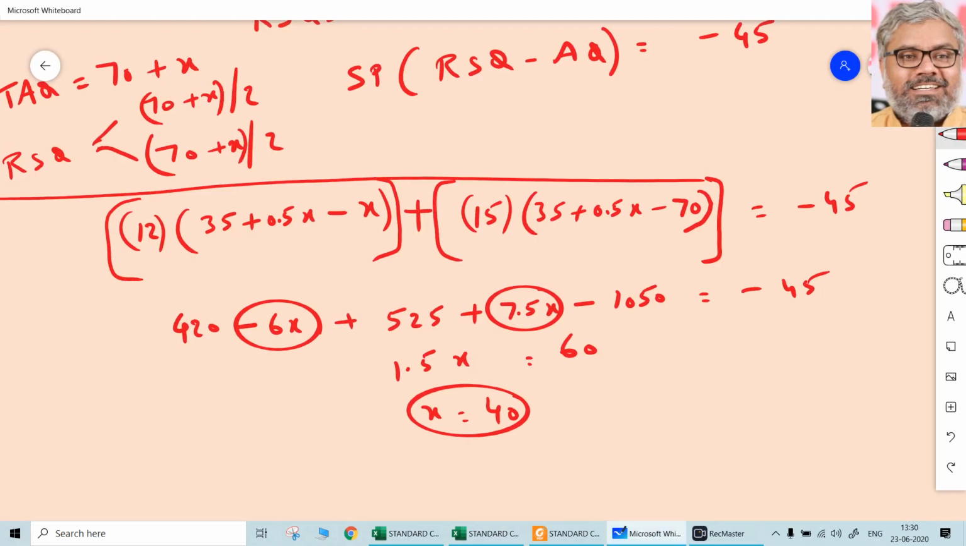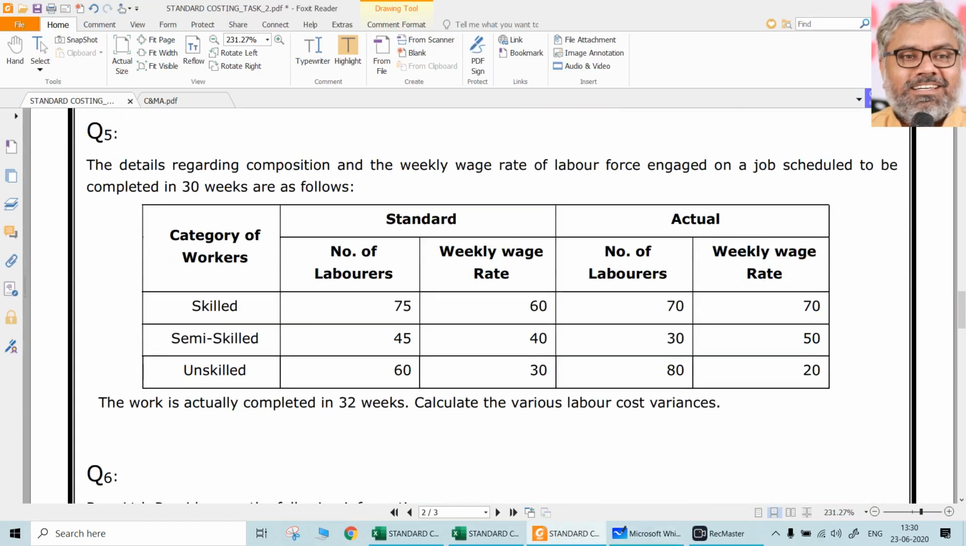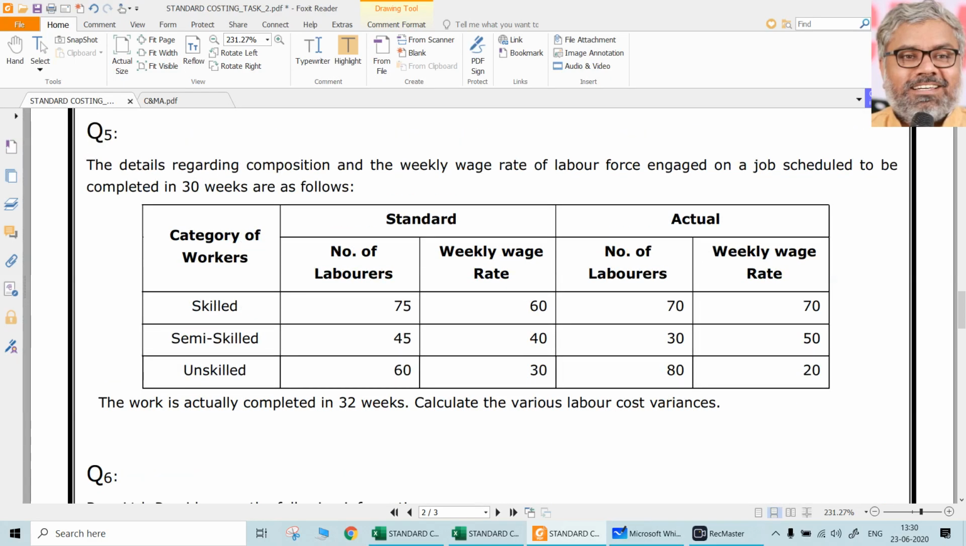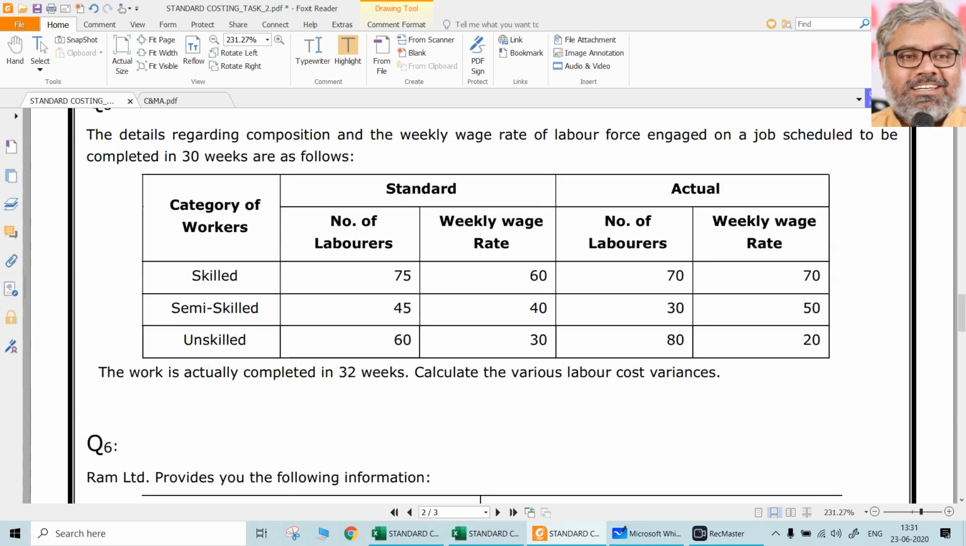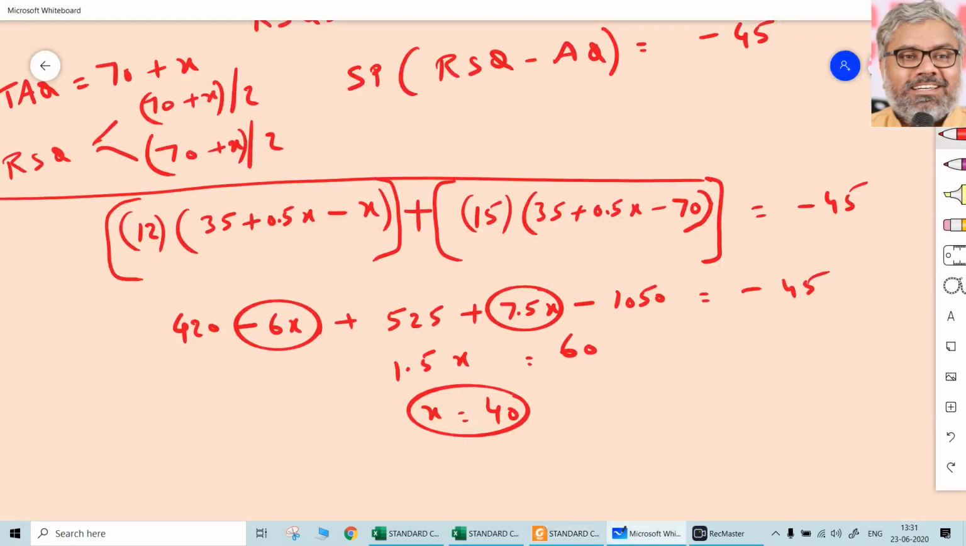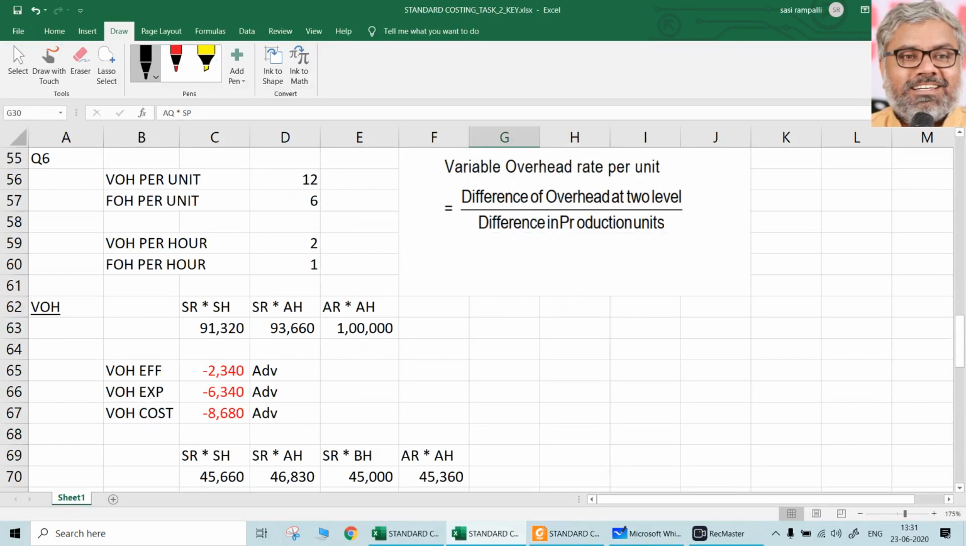Again, question number 5 is relatively a straightforward question. There is nothing special there. Straight away, direct formula, substitute and get the answer. But the only point is standard hours while you calculate. While calculating the standard hours, you have to take 30 weeks. But while calculating actual hours, you have to take 32 weeks. Naturally. So that is the only point to be noted there, which is already clear in the question. So I hope all of you got correct answers in that question number 5.